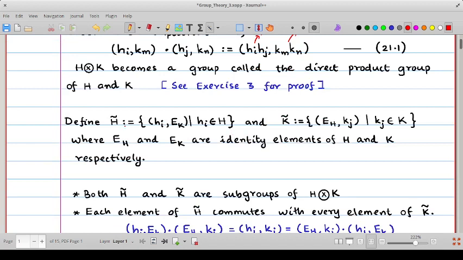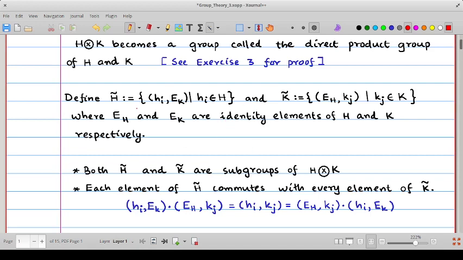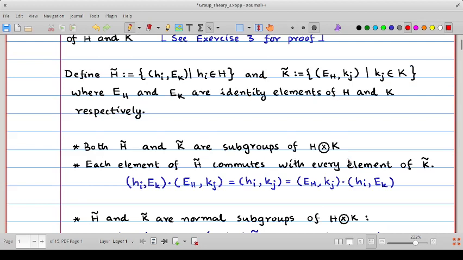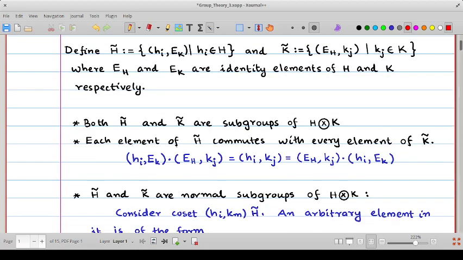Now we can consider a subset of the outer product group, H tilde, which is defined to be the set of elements Hi comma Ek, where Ek is the identity in group K. And similarly, we can define another subset of the outer product group, K tilde, with elements Eh comma Kj, where Eh is the identity element in group H, and Kj are the elements of group K. And here in H tilde, Hi are the elements of group H and Ek is the identity in K. Now we can show that both H tilde and K tilde are subgroups of H outer product K. And further, we can also show that each element of H tilde commutes with every element of K tilde.